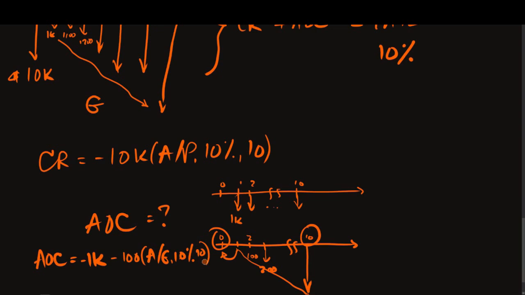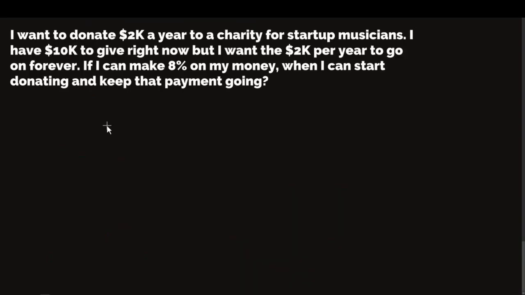And that's it. So I love music so much, I decide I'm going to use $10,000 that I have to set up some kind of account that donates $2,000 a year to a charity for startup musicians. I have 10K now. When can I start this donation process? Right, can I start it now? Can I start it 20 years from now? Can I start it 5 years from now? And how do we know?